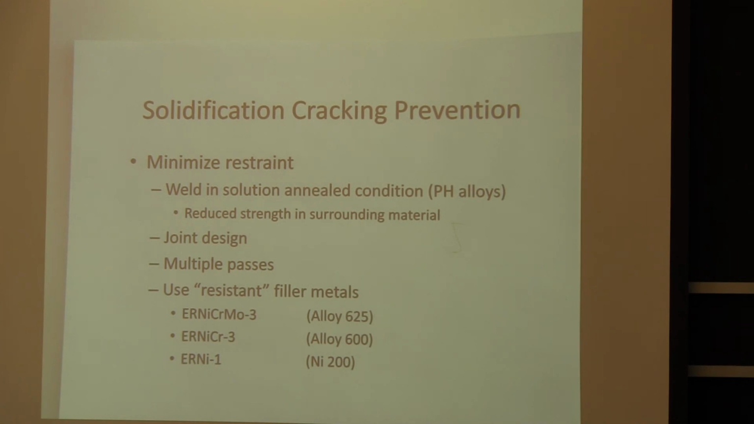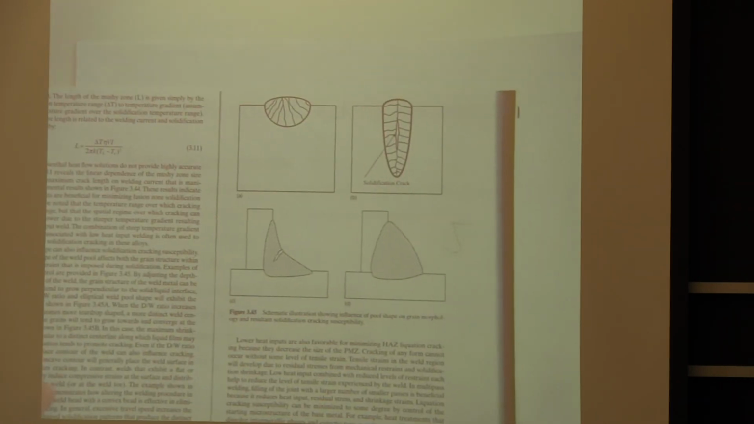Another big way to minimize restraint is with joint design. You can use different joints when you're making the weld that don't form stresses and residual stresses in the weld as much. There are a couple of different examples of that here.